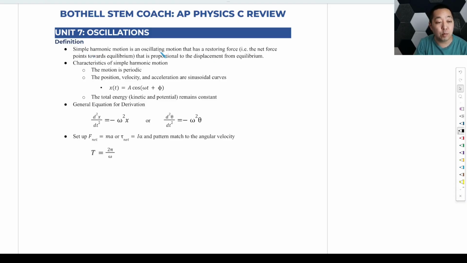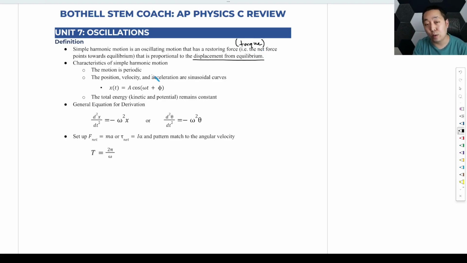So simple harmonic motion is oscillating motion where there's a restoring force proportional to the displacement from equilibrium. That's the characteristic of any simple harmonic motion. So, like, that's the definition. There must be a restoring force, or torque for rotational objects, that is proportional to the displacement.